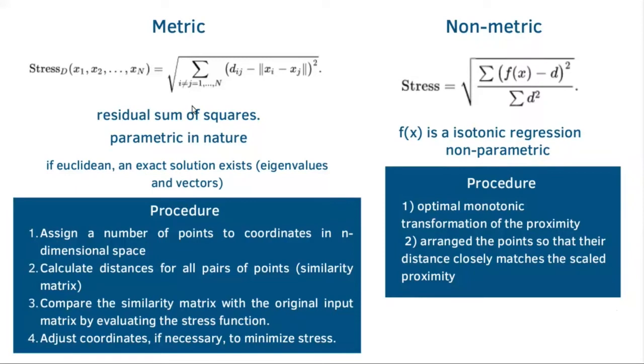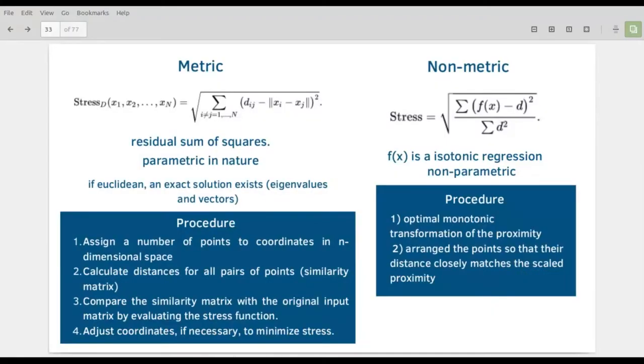So just to get an idea how the metric and non-metric work, in the metric version you're basically just calculating this difference: the residual sum of squares, the difference between your new projection and the distance. And it's very parametric in nature. If you use the Euclidean distance, the solution is exactly the same as the one from PCA. It does so first by assigning the points in this new space, then calculating the distance and the similarity matrix, and then trying to minimize the stress function so that the points are closer together. And we will adjust as necessary.